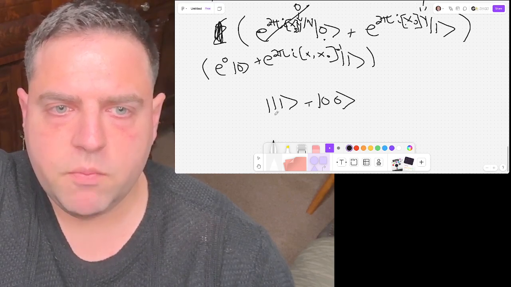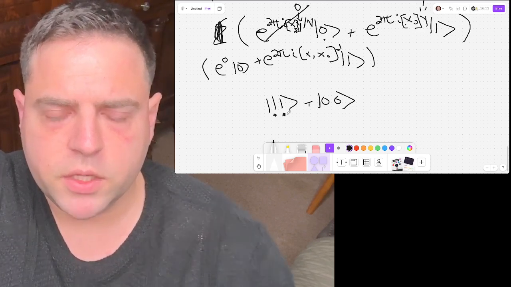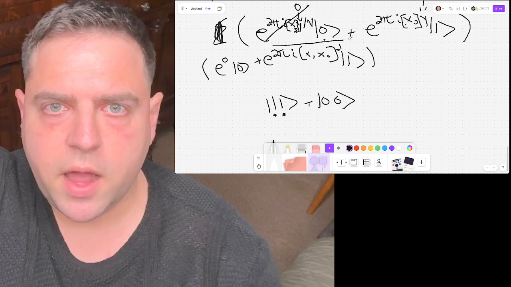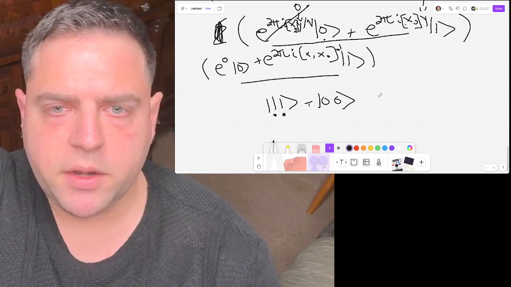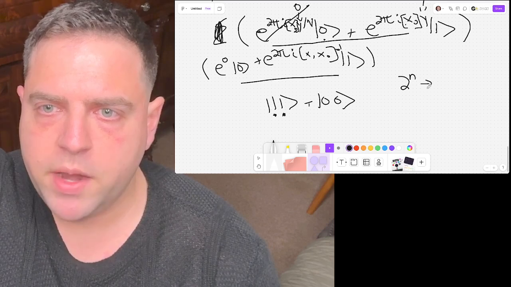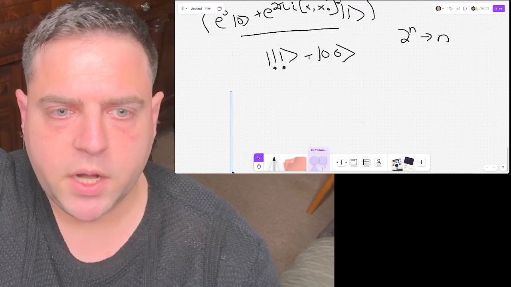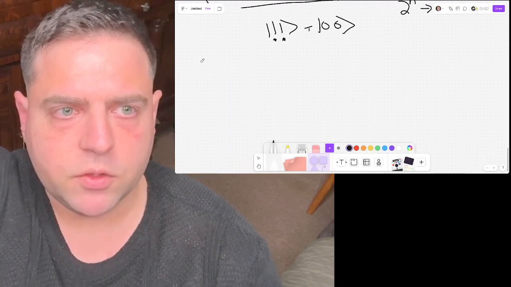So if you measure this qubit, you know where this qubit is. These are not entangled with each other. They're actually independent. So that takes the dimension of the Hilbert space from 2^n down to n. So we should really expect an efficient algorithm here. And in fact, there is one.